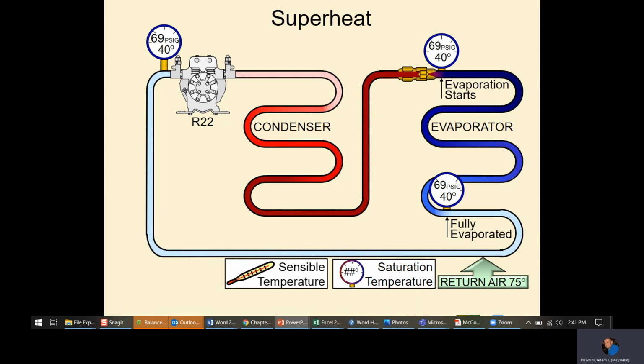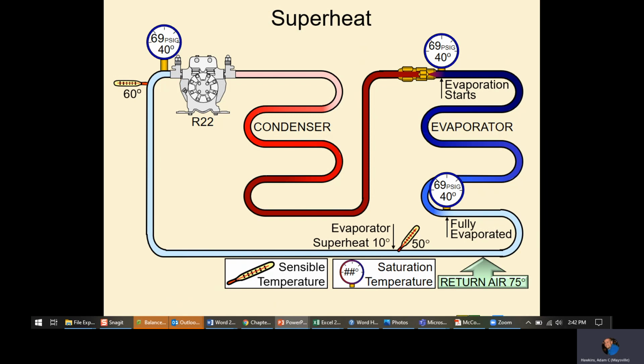So hopefully at this point we know what superheat is. It's just excess heat that is added beyond saturation. It is sensible, so it's measured with a thermometer, and it's measured by comparing the line temperature to the refrigerant saturation temp on the evaporator. So in this example, we're going to measure the line temp and compare it to the 40-degree saturation temp. So you're going to have a 10-degree superheat. Hopefully that's a review, but if not, that's fine.